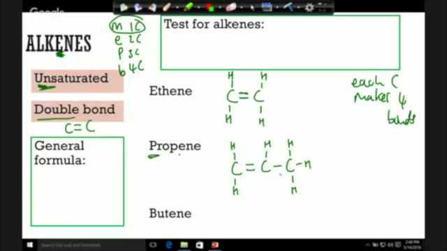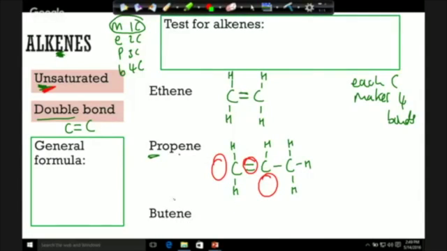You can see in these larger molecules why we call it unsaturated, because it's not full up of hydrogens. Because of this double bond, you could fit a hydrogen there normally and a hydrogen there, but because of this double bond here, it means you can't do that, so they are unsaturated.